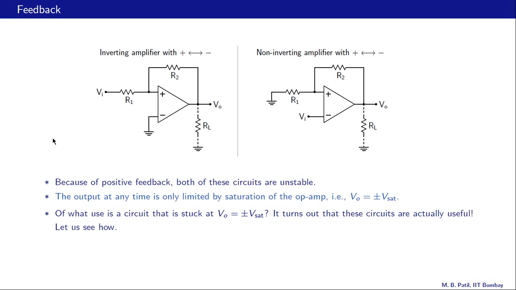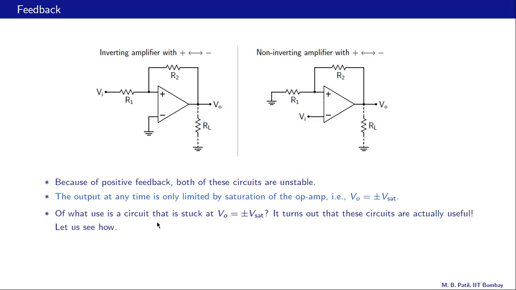Let us summarize. Here is the inverting amplifier with the plus and minus input terminals interchanged, and here is the non-inverting amplifier also with the plus and minus input terminals interchanged. And as we have seen, both of these circuits are unstable because of positive feedback. And the output at any time is then only limited by saturation of the op amp. So Vo here or Vo here will be plus or minus Vsat.